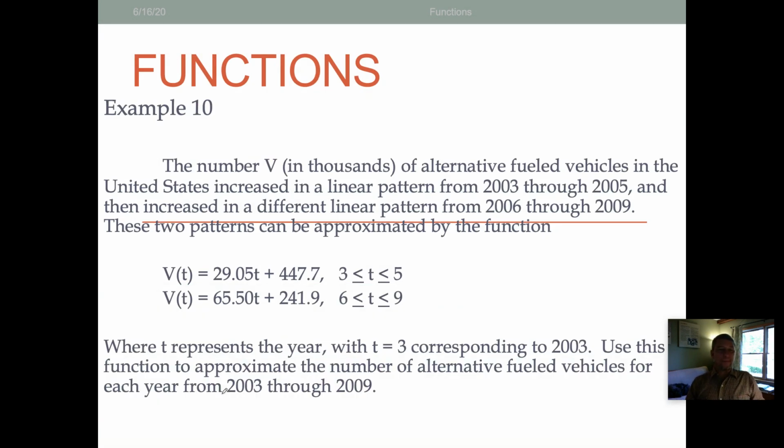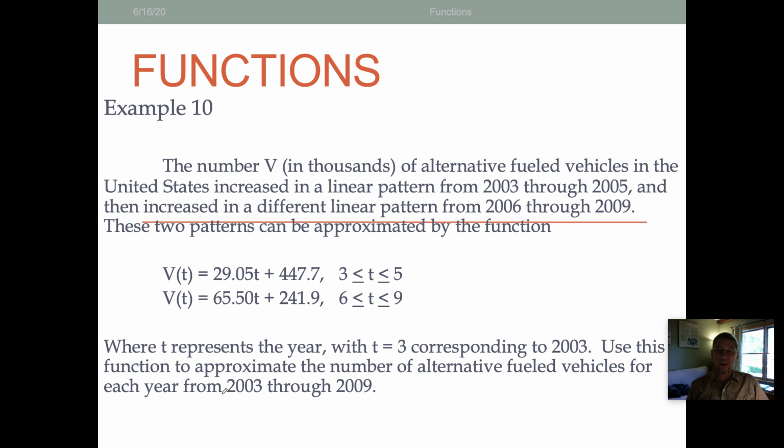Now, example number 10 looks like it's really complex, but in reality, it's not. All right, let's read this carefully together. The number V in thousands of alternative fueled vehicles in the United States increased in a linear pattern from 2003 to 2005, and then increased in a different linear pattern from 2006 through 2009.